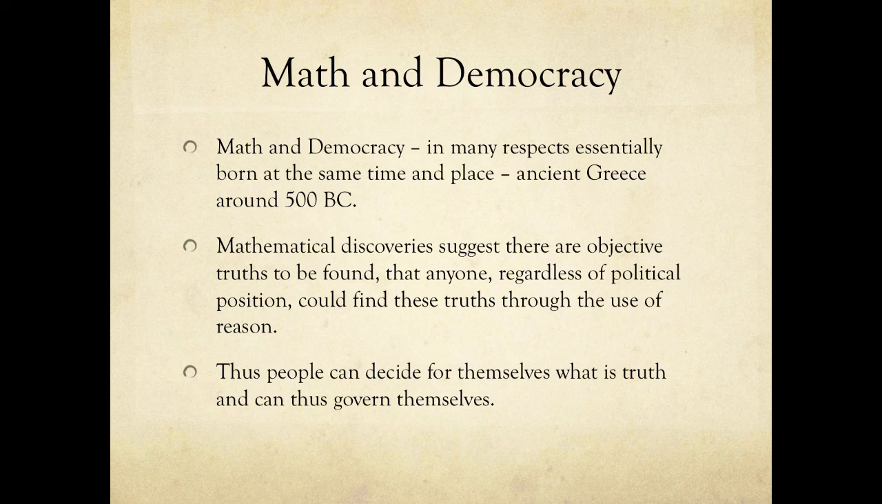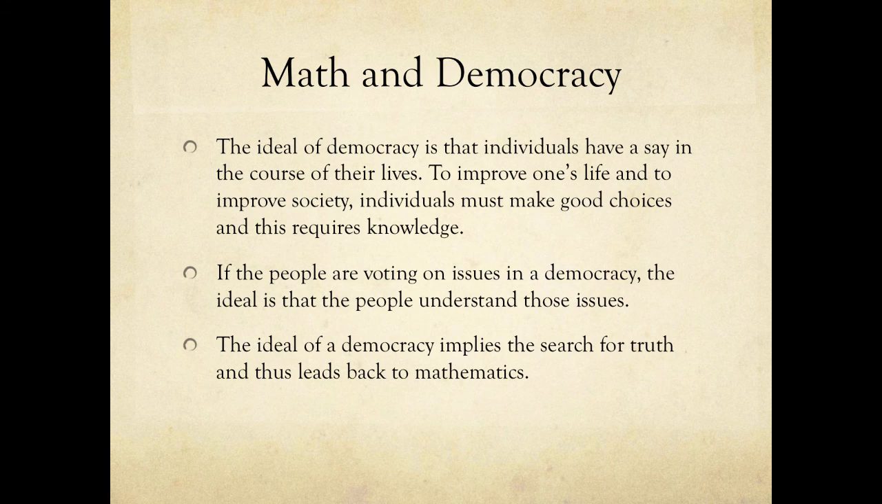Mathematical discovery suggests there are these objective truths to be found, that anyone, regardless of political position, could find these truths through the use of reason. Thus people could decide for themselves what is truth, and thus govern themselves. The ideal of democracy is that individuals have a say in the course of their lives.